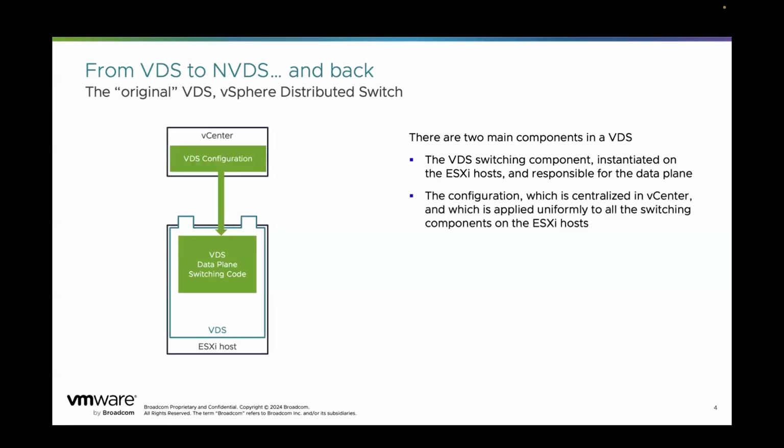The other part, which is also called VDS, is the VDS configuration that lives in vCenter. So the real VDS is a combination of both parts, but we tend to say VDS in vCenter when we talk about the configuration, and VDS also when talking about the ESXi component that is switching packets. I'm not going to talk about the vSphere standard switch that came before the VDS. Let's just focus on the VDS for now.